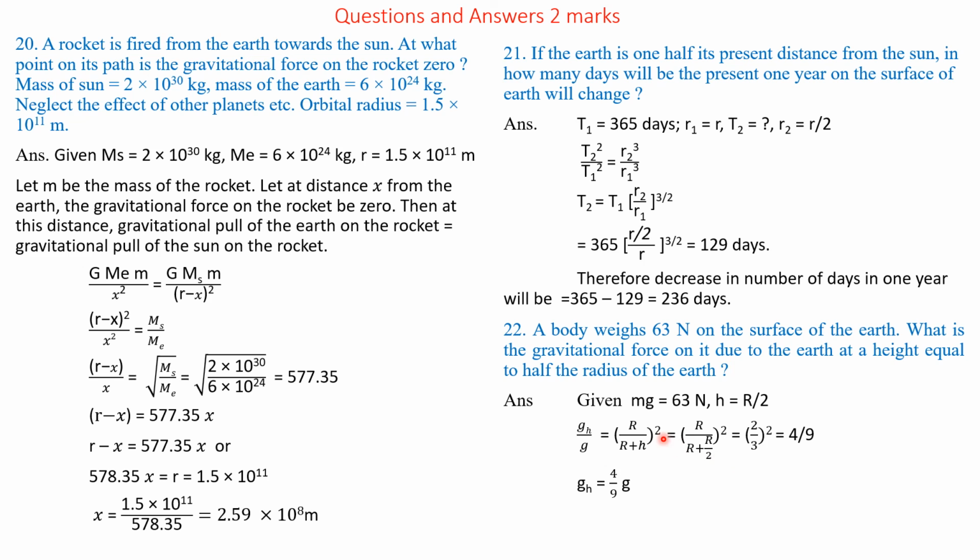Therefore, gh will be equal to 4 by 9 of g. Therefore, the weight m into gh will be equal to m into 4 by 9 into g. That is equal to 63 newtons given into 4 by 9. That is equal to 28 newtons.